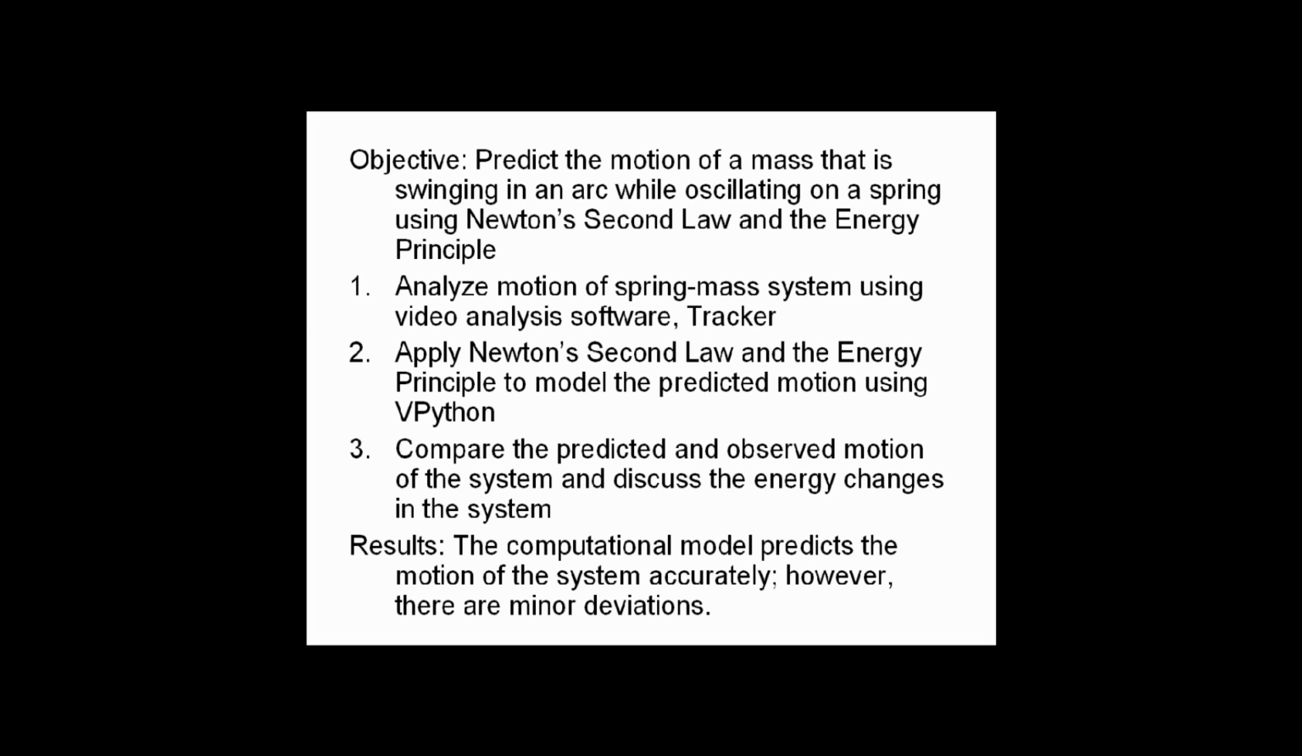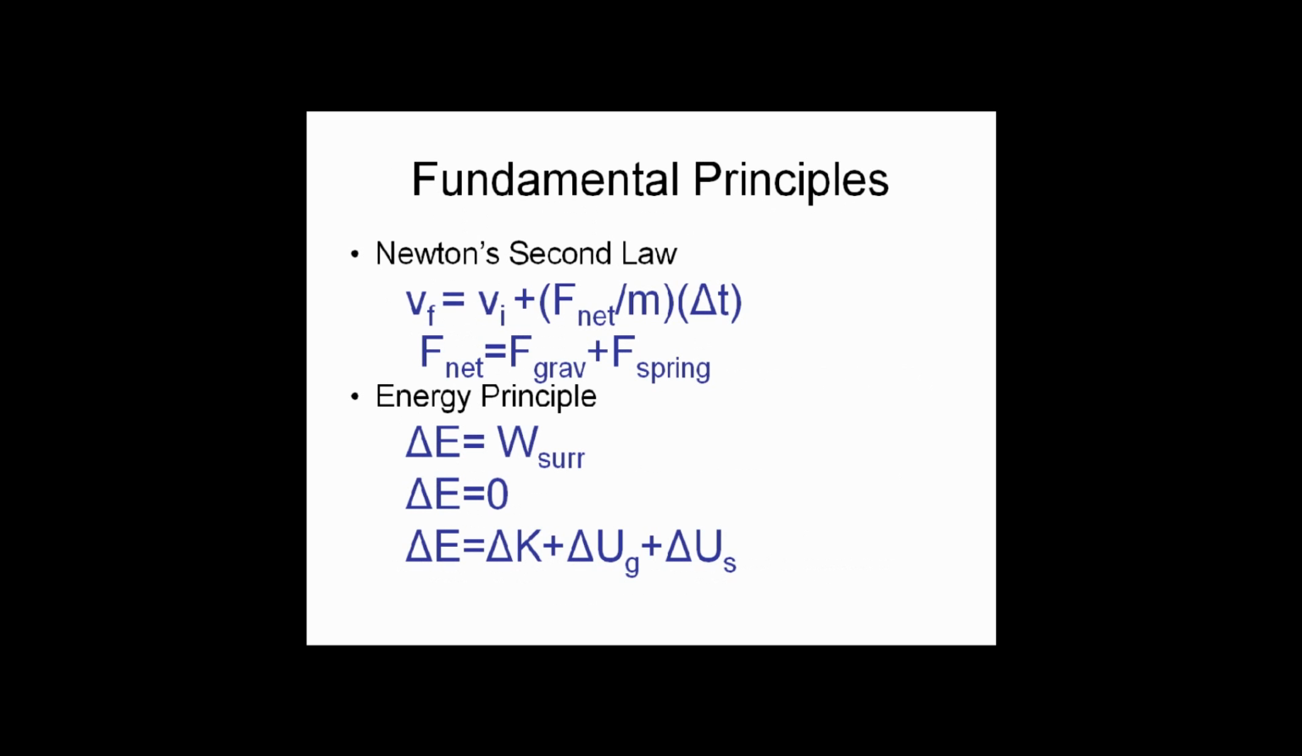My computational model predicted the motion accurately. However, there were minor discrepancies. We first start off with Newton's second law, which states that the final velocity is equal to initial velocity plus F net divided by mass times delta t. F net in our system is the force of gravity and spring force. We are assuming that air resistance is negligible, and these two are the only two forces.